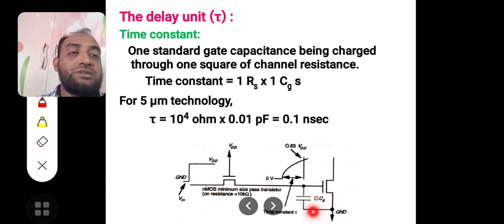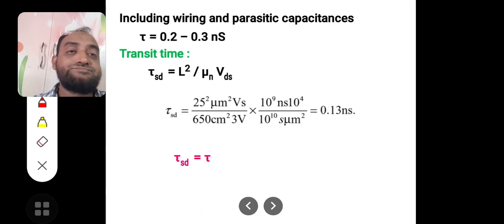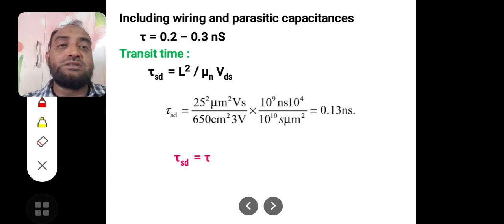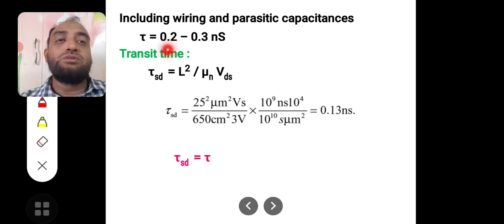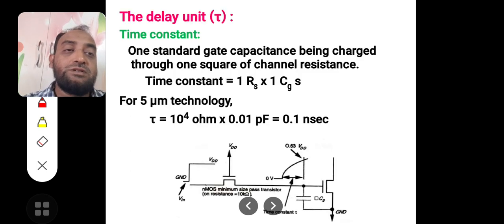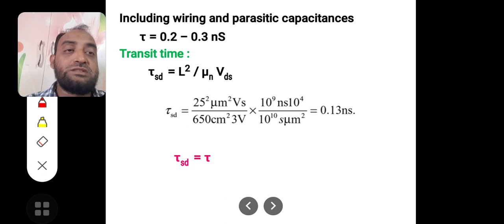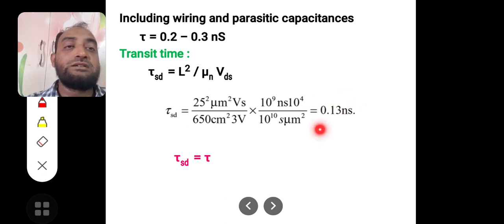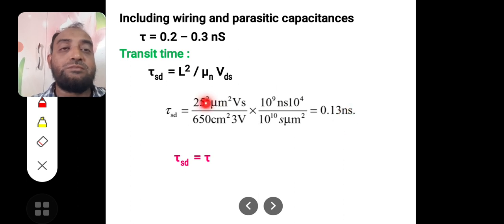This is represented as a lumped parameter as square Cg. This is how capacitance delays are estimated. This is 0.1 nanoseconds, and including the parasitic capacitances, the overall delay comes as 0.3 nanoseconds for a 5 micrometer technology.